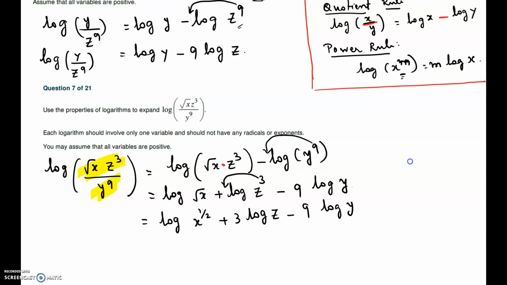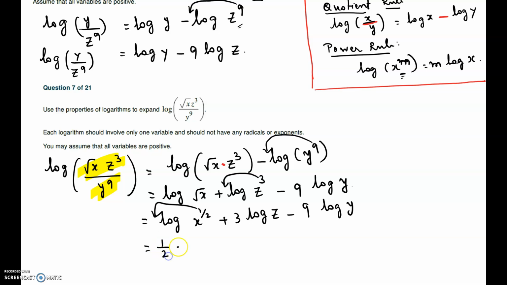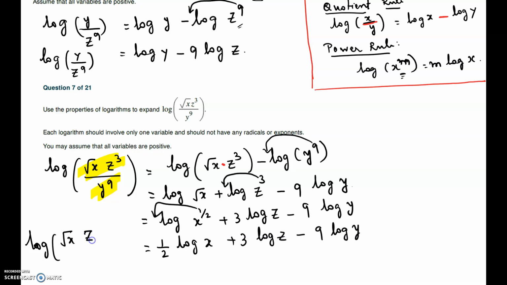We can go one more step and move the exponent in front and write that as half log x plus 3 log z minus 9 log y. The left hand side is log of square root of x z cube divided by y to the power of 9.